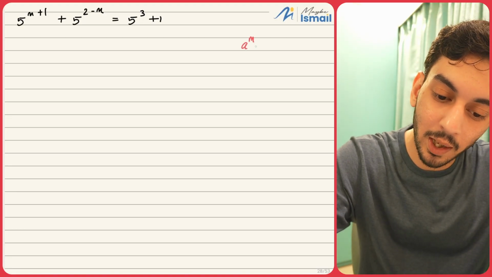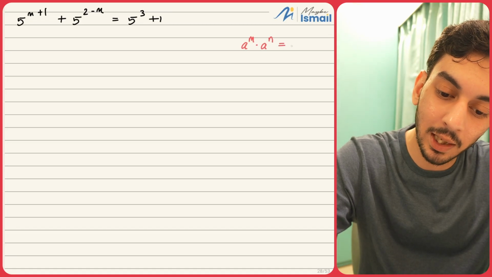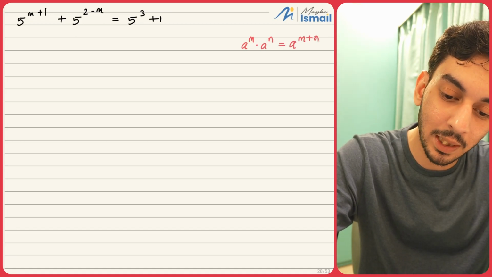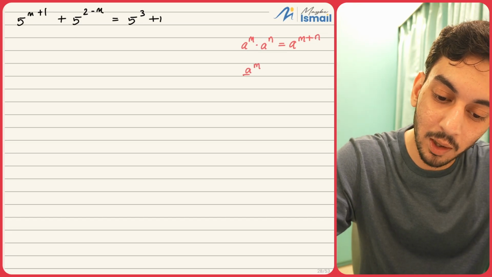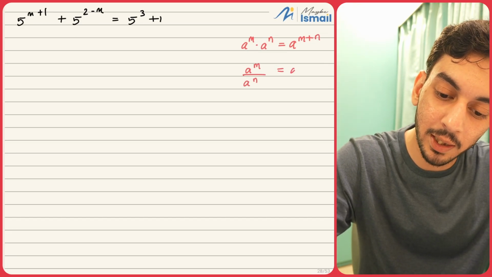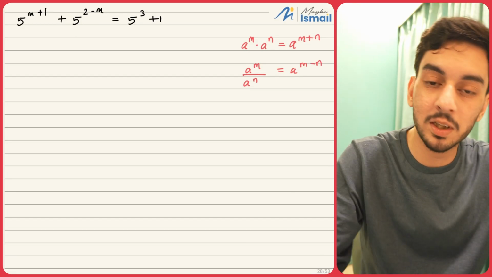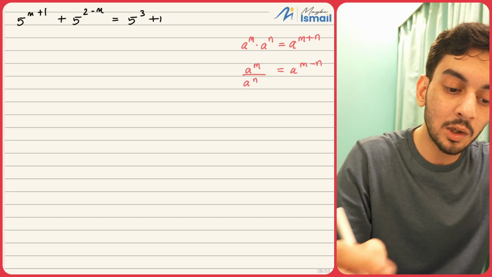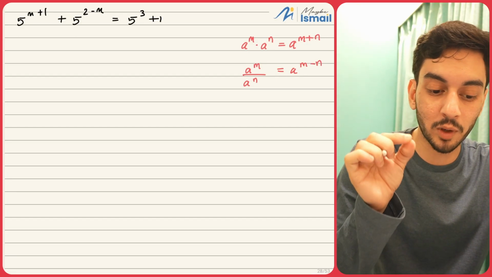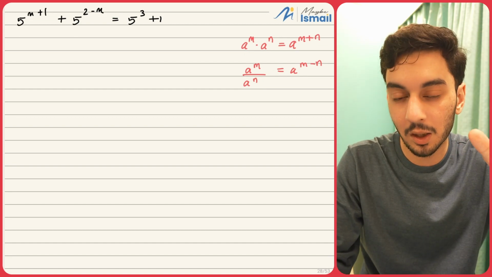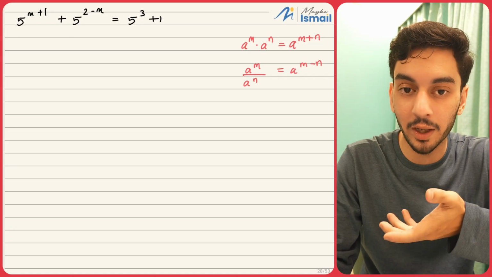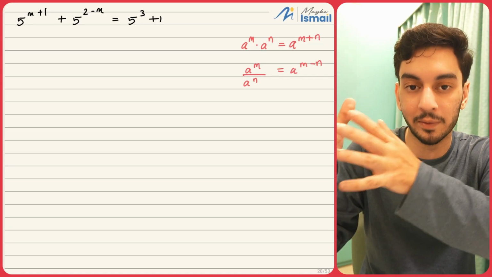It is a raised to m times a raised to n. This can be written as a raised to m plus n, and a raised to m upon a raised to n can be written as a raised to m minus n. We just need to know these two things. So if I see 5 raised to x plus 1, I can assume that there was a 5 raised to x being multiplied with a 5 raised to 1, and hence when bases were same, the powers got added.